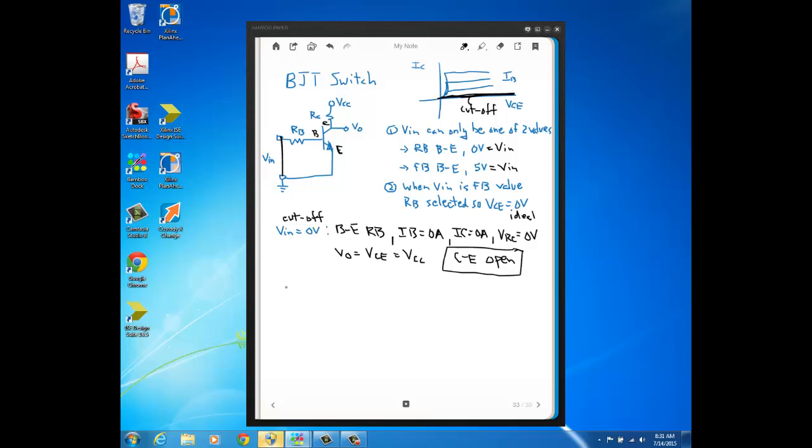Alright, well now let's look at when Vn is the other possible value, enough voltage to forward bias the base to emitter. And in this example we'll use 5 volts, but it could be any voltage that forward biases that base to emitter. Okay, well, base to emitter is going to be forward bias.